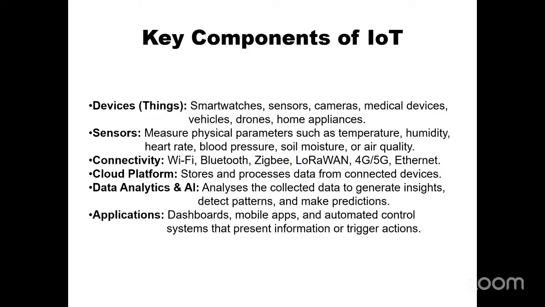So what are the key components of IoT? First are the devices from which we are collecting the data, like smartwatches, sensors, cameras, medical devices. Drones nowadays are collecting the data. Then various home appliances where you want them to become smart. Then the sensors which are embedded into them to measure. Why do we need sensors? We need sensors so that various physical parameters can be measured, like temperature, like humidity. If we go to medical devices, BP, oxygen rate, heart rate. If we go to agriculture, then we need weather conditions, soil moisture, air quality. For all this, we need sensors to collect all these parameters.